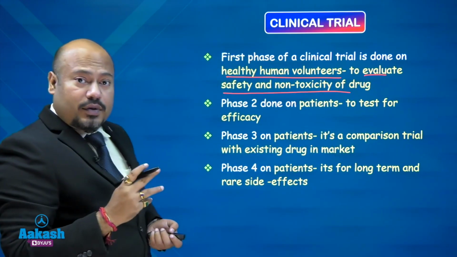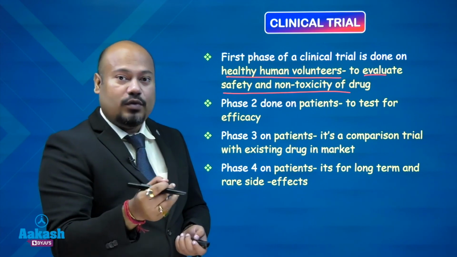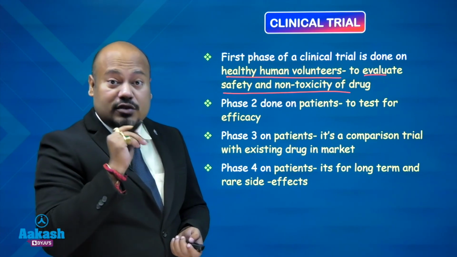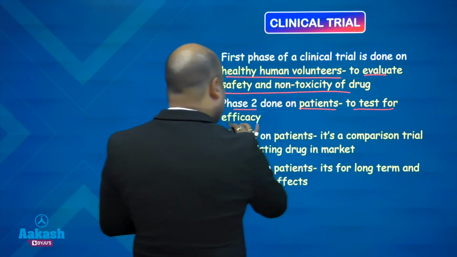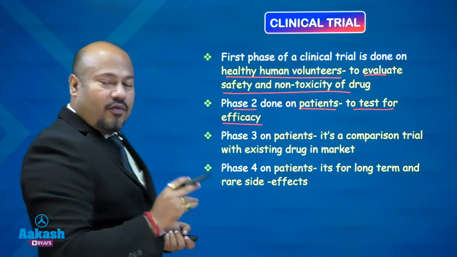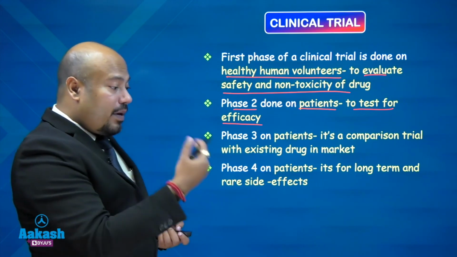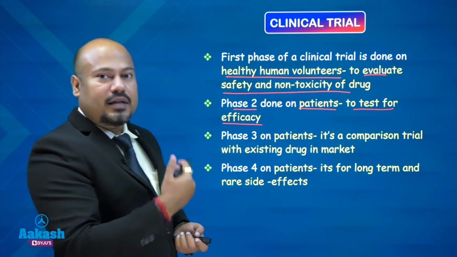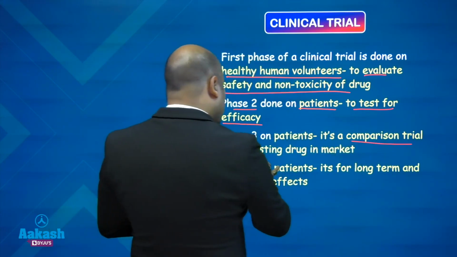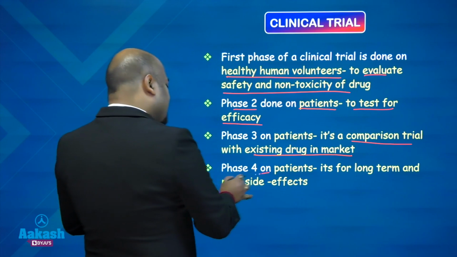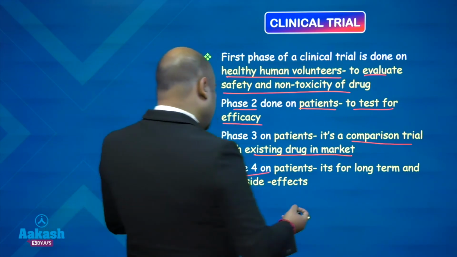Now if they ask you this question, which phase of the clinical trial is done on patients? Answer is phase 2, where we want to know the efficacy of the drug, okay? So phase 2 is done on patients to test for the efficacy. Now phase 3 is called the comparison phase, where you are trying to compare with an existing drug already present in the market, okay? So phase 3 means comparison trial with an existing drug in the market, and phase 4 is for long term and the lesser known side effects, okay?